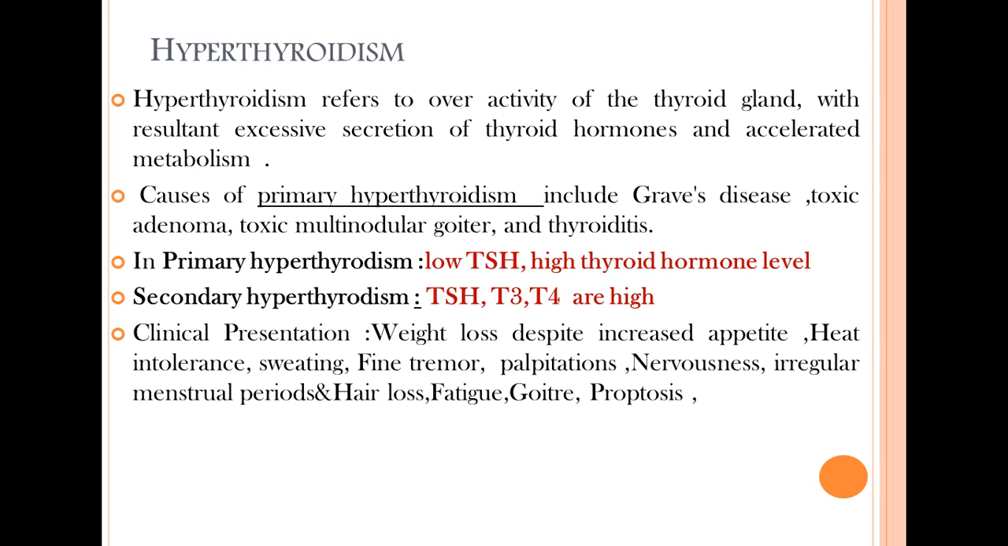So in all cases of hyperthyroidism, the T3 and T4 will be high, and if the cause is in the pituitary gland, for example a TSH secreting tumor in the pituitary or outside, then it is secondary hyperthyroidism. Otherwise, if the defect is in the thyroid itself, then the TSH will be low. So we differentiate between them by the TSH.